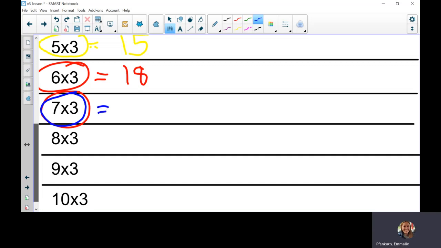All right, I'm going to count by 3's again. And I'm going to put up 7 fingers and count 3 7 times. 3, 6, 9, 12, 15, 18, 21. I'll stop right on 21.